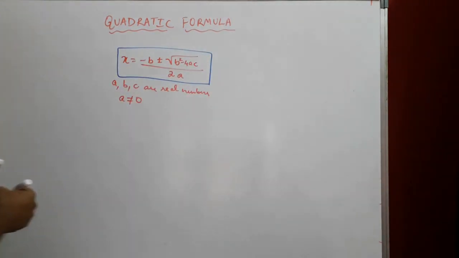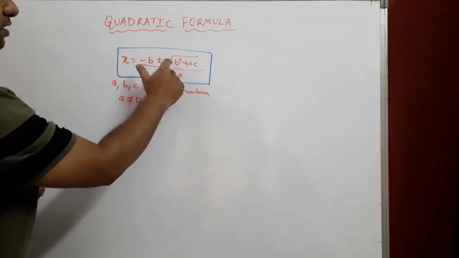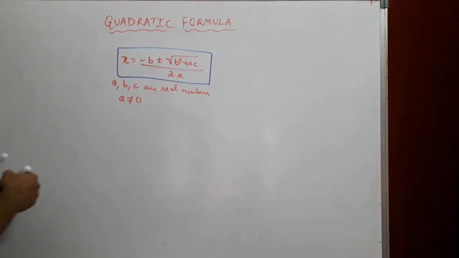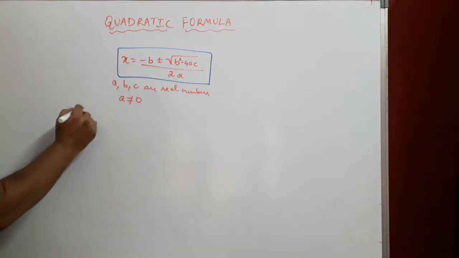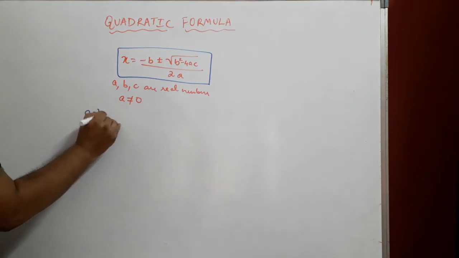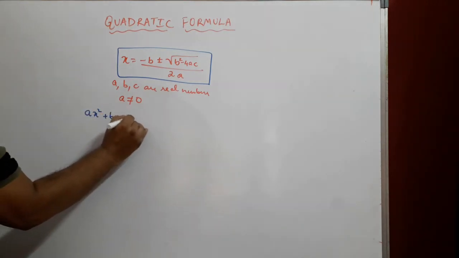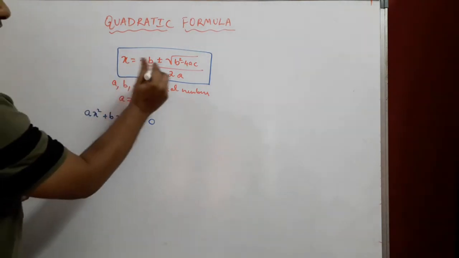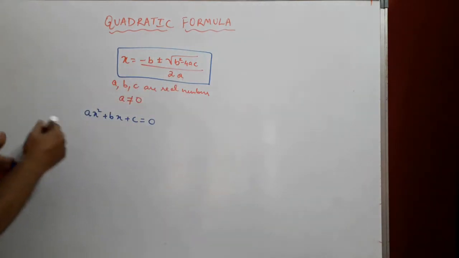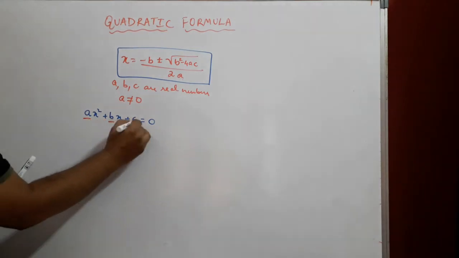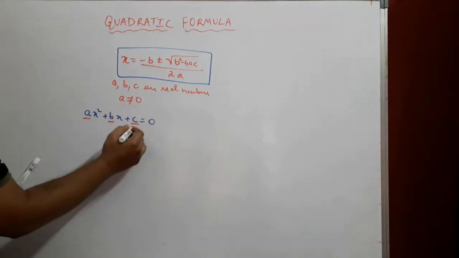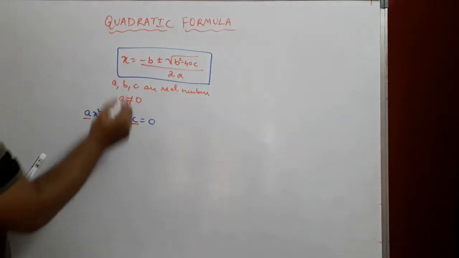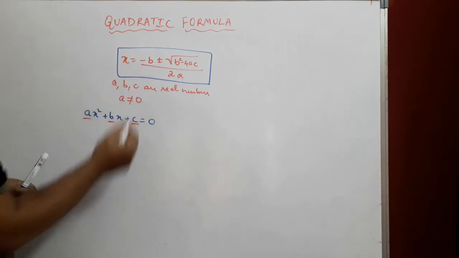And how do we get a, b and c? That is from our general quadratic equation, ax square plus bx plus c equal to 0. So the a, b and c that you see is from here. a is from here, b is from here and c is from here. The values of these we need to put in this formula to get the value of x.